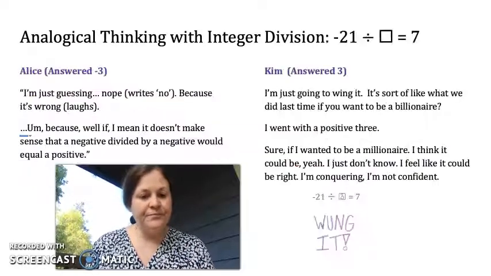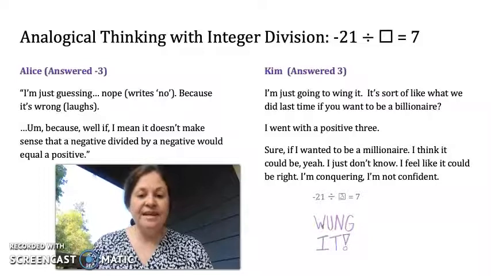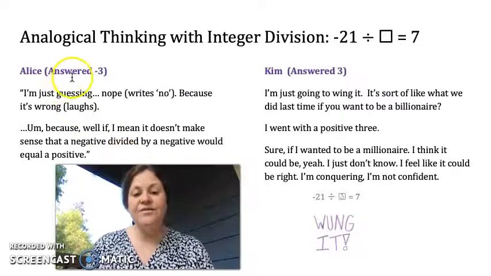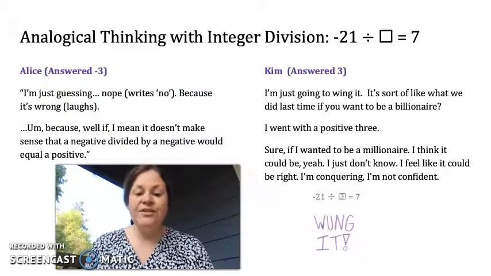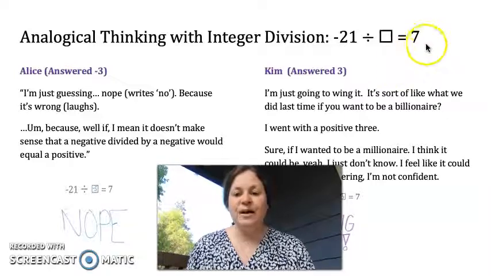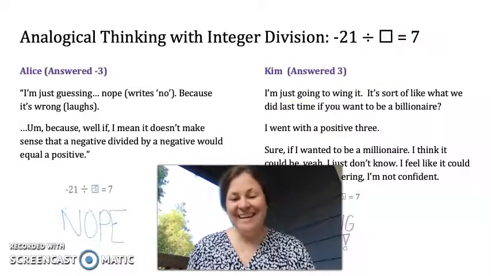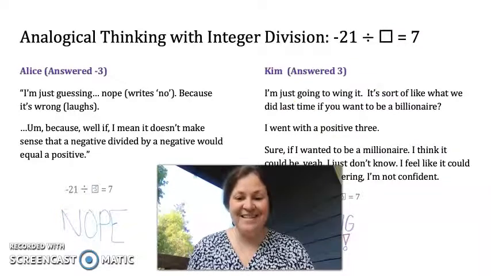Okay. All right, so let's contrast that to negative 21 divided by box equals 7. In this case, Alice answers negative 3. And even though she gets the correct answer, she's laughing because she says it doesn't make sense that a negative divided by negative would be positive. And even as mathematicians, we can see that this is quite counterintuitive sometimes.